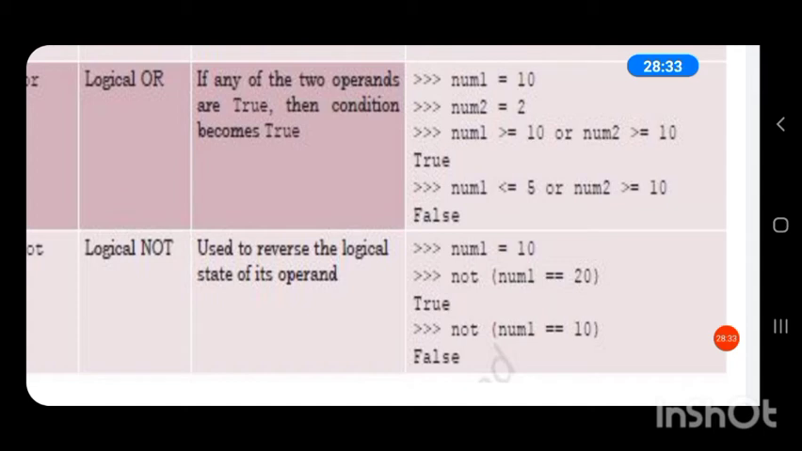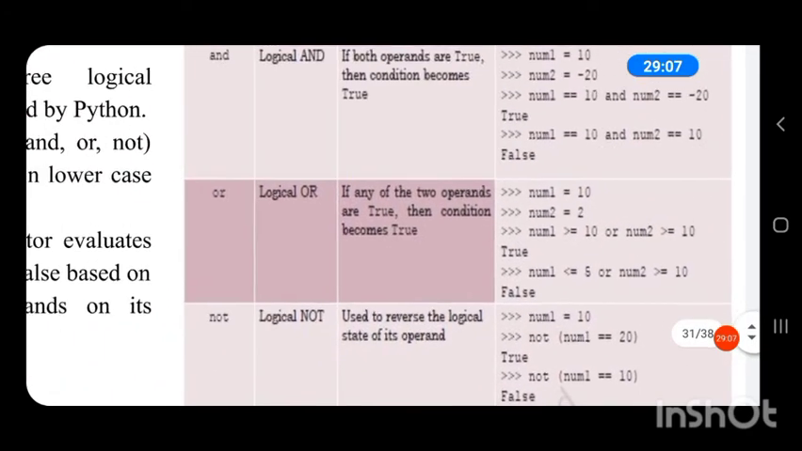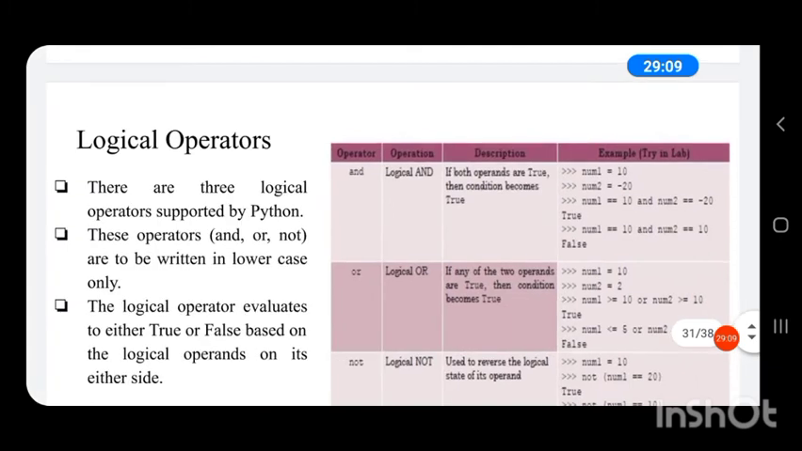Then on this false, what will the NOT operator do? The output of num1 equal to 20 is false. The NOT operator will reverse the output. So the output will be true. Let us see the next one. NOT of num1 equal to 10. Here num1 equal to 10 is true. When NOT is applied to it, the output becomes false. So these are the three logical operators.